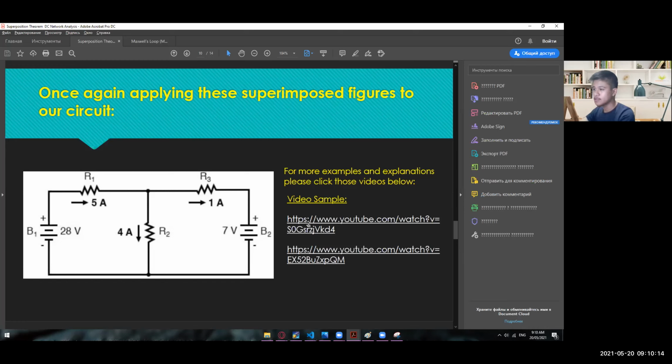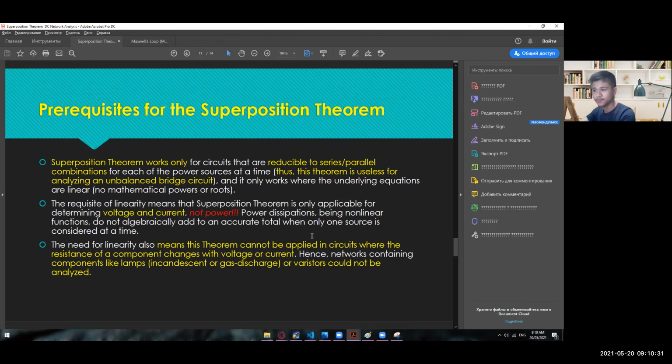Okay, and yeah, that is actually the simplest example that I can give to you when it comes to superposition. So if you want to learn more about superposition theorem, feel free to visit these two YouTube links. Okay, so this will give you more explanations, more examples, to learn more about superposition theorem. Okay, and then here's just the summary and the review.